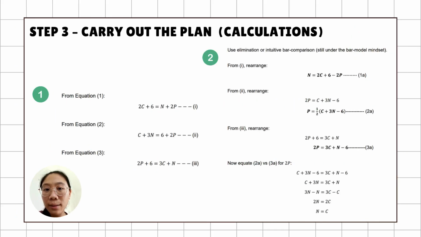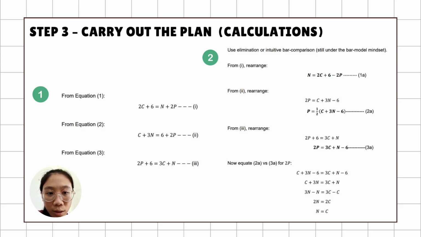Alright, so let's carry out the plan with a few calculations. For the 3 equations, we label them 1, 2, and 3. For the second one, we use elimination or intuitive bar comparisons. For equation 1, we rearrange it to become n equals 2c plus 6 minus 2p, where the c comes from the s. We substitute the value of s into the equations. And from 2, we rearrange it to become p equals 1 over 2 bracket c plus 3n minus 6, and it is labeled as 2a.